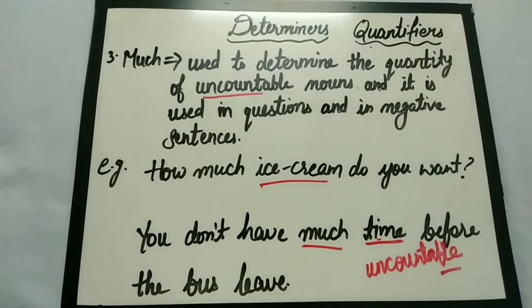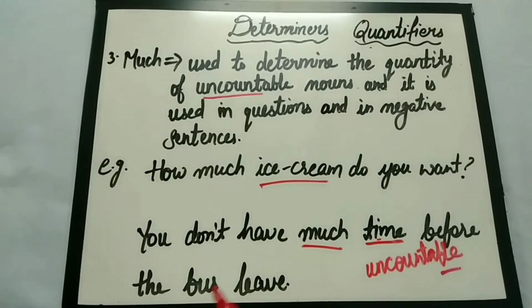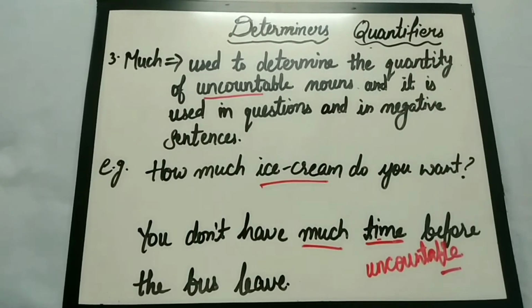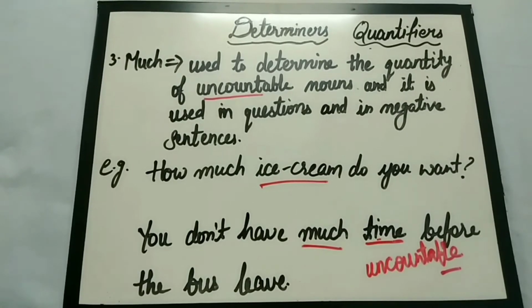In this negative sentence, we are talking about you don't have enough time. In the second statement, we are saying that you do not have enough time. In this particular use, time is uncountable. So that's why we have used much here.